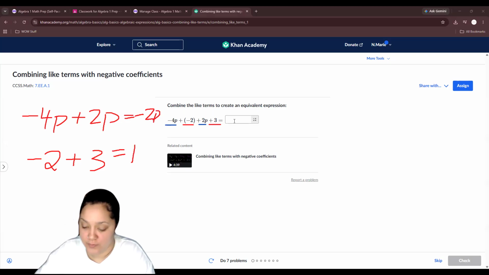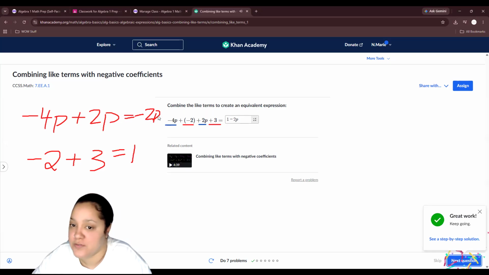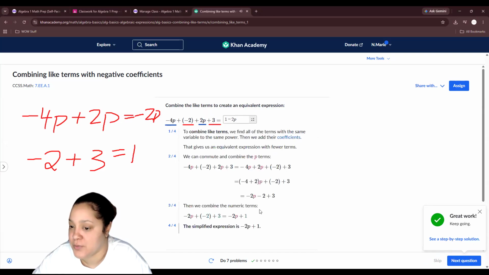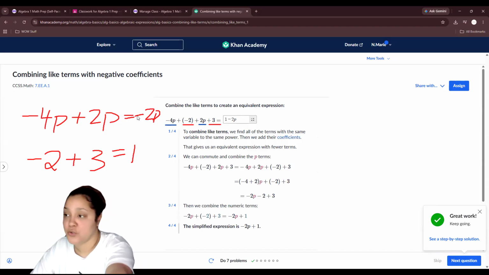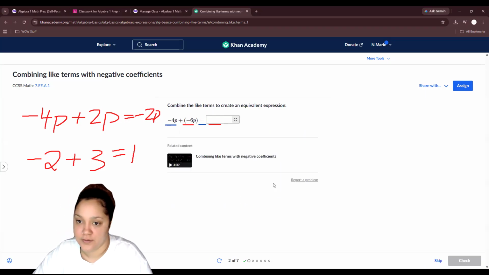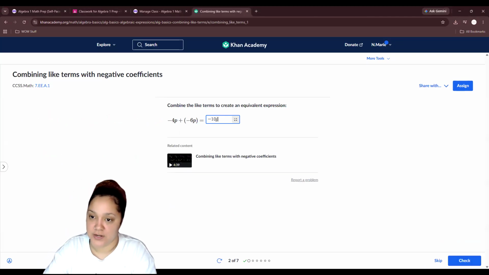So I could do 1 minus 2p, or I could do negative 2p plus 1, which is probably what they did. It doesn't matter what order you put it in as long as you have a negative 2p and a 1. This is a more simple one. These are like terms. They can be combined. This gets me negative 10p.